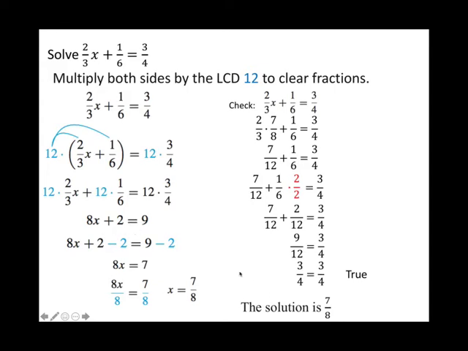For the exam, you don't have to show me your check here. Okay, this is not part of your credit, but I highly recommend you guys do it on the scratch paper. Make sure you get the correct answer.